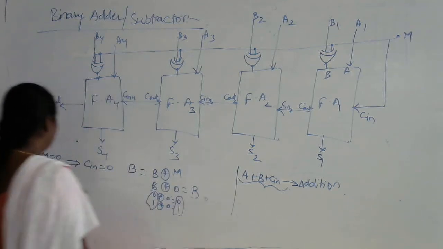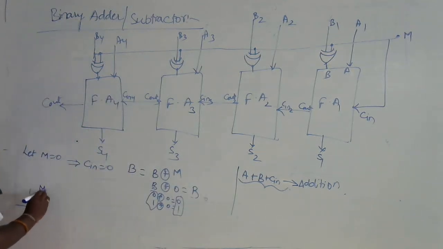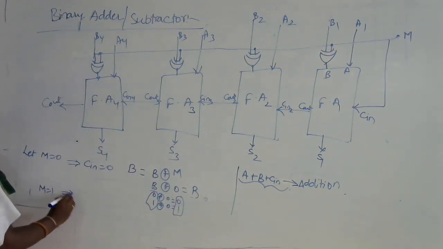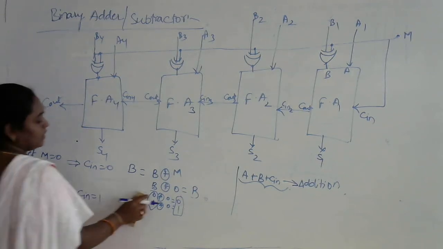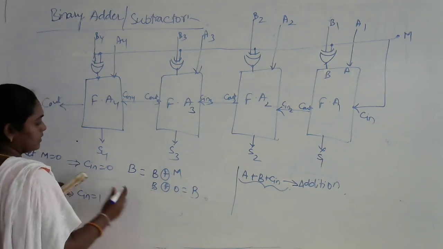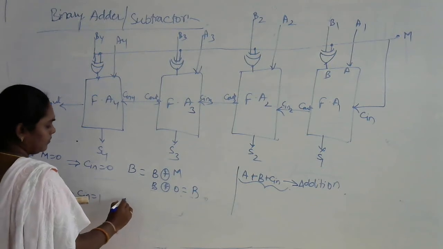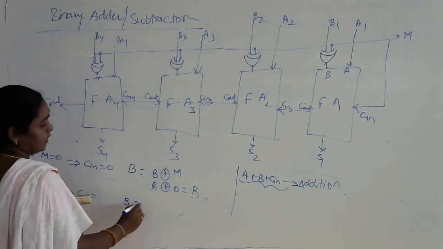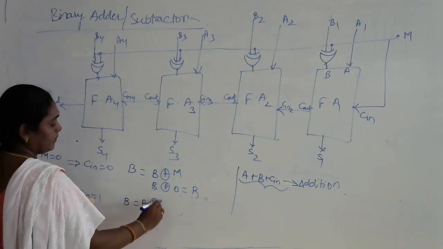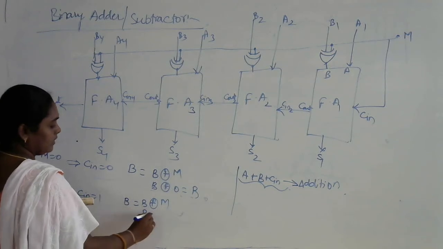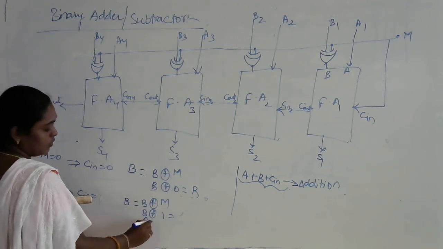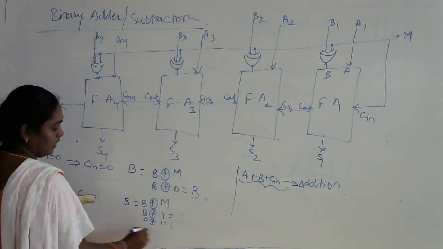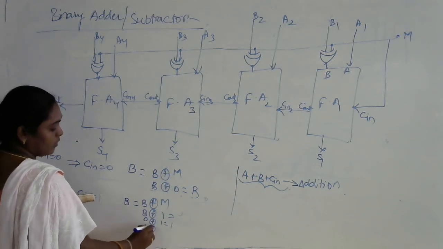Similarly, if M is equivalent to 1, that itself indicates Cn is equivalent to 1. If Cn is equivalent to 1, it also indicates B is nothing but B XOR with M. B is as it is XOR with M. M is 1. If you take B is 0, 0 XOR with 1 is 1. If B is 1, 1 XOR with 1 is 0.